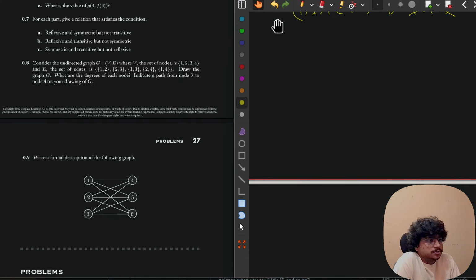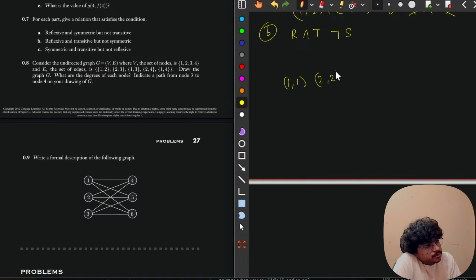A B part. Now the relation should be reflexive and transitive but not symmetric. Okay, I will take an example like 1 comma 1, 2 comma 2. Let's just say there is 2 comma 7. If there is 2 comma 7, 2 comma 2, 2 comma 7.